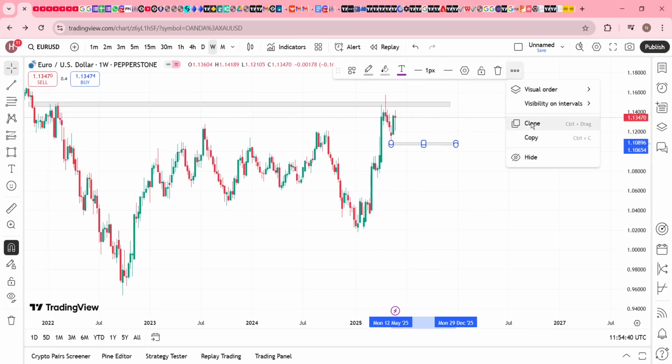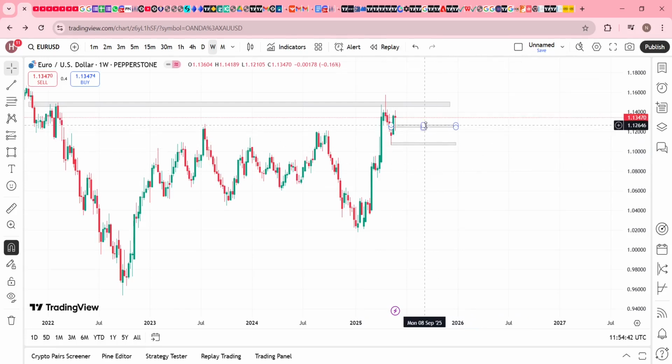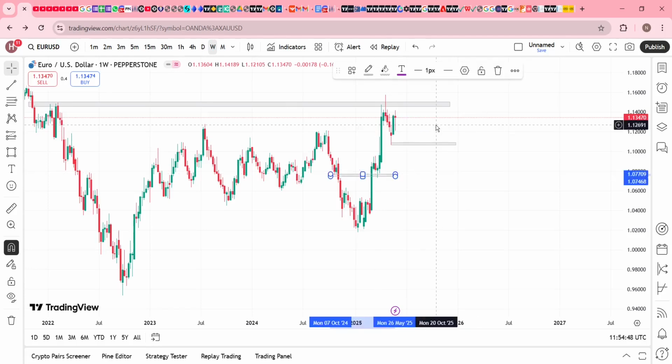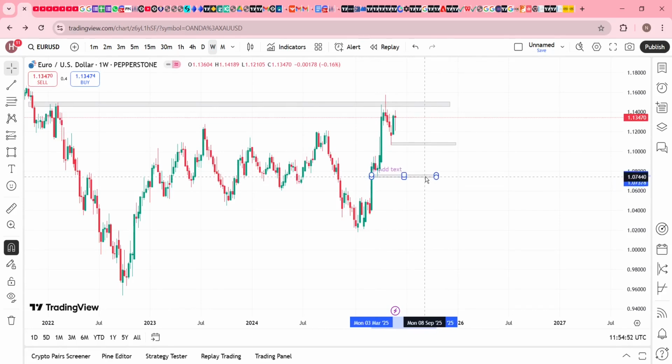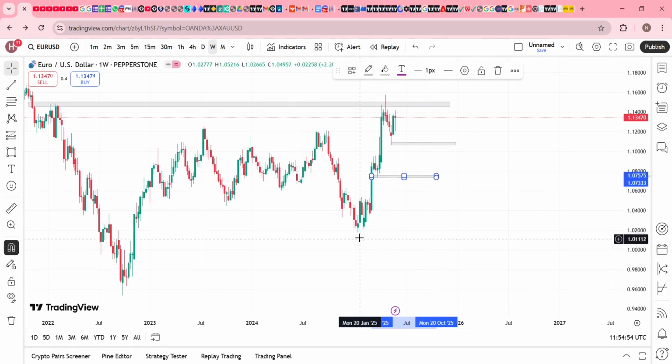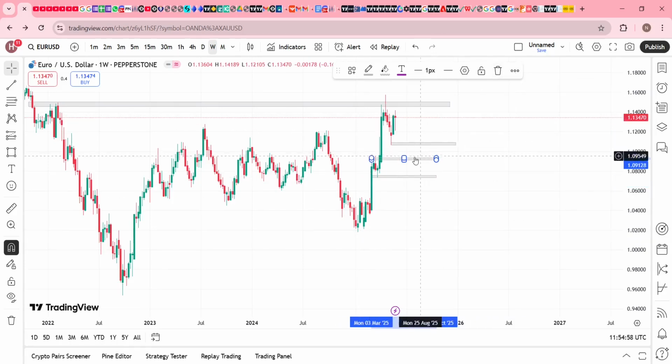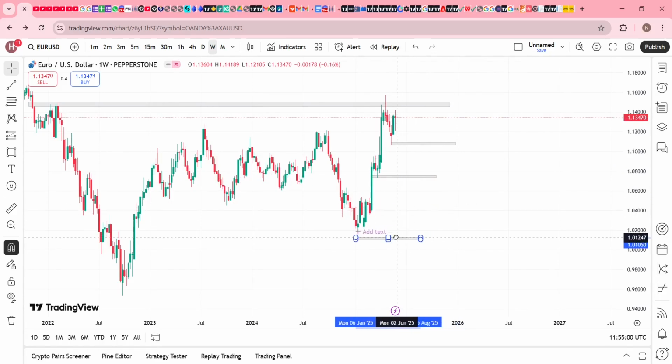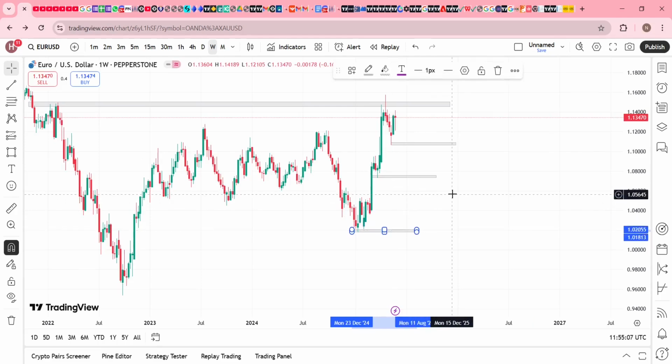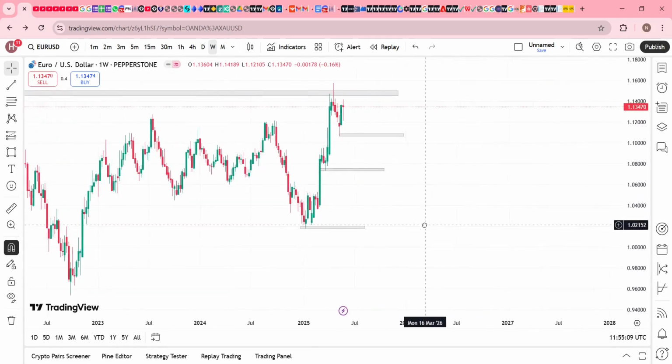Remember, we only mark the zones that we can see for now. If a zone is not visible, it's going to be visible in the lower time frame. So I'm equally going to mark this zone as well. Okay, I'm going to mark this down as well. Okay, that is it. I wouldn't go back. I wouldn't go too backward.